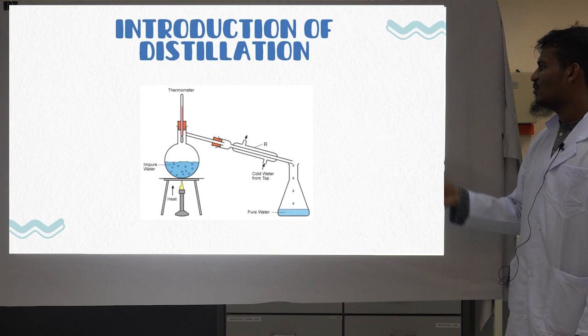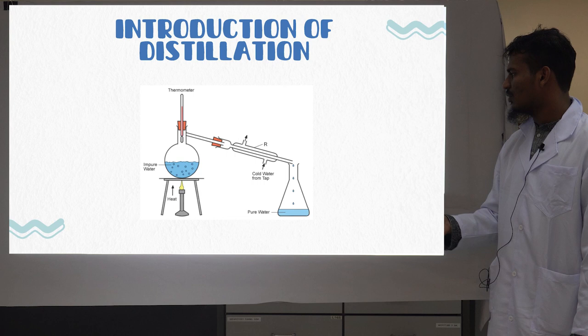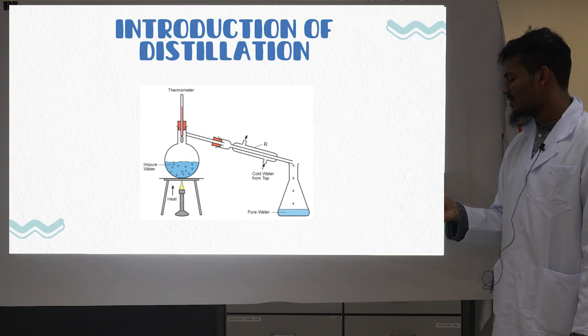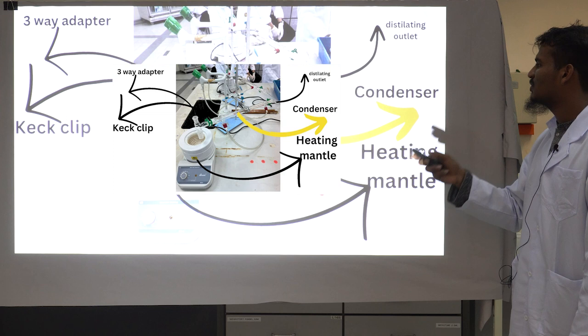And we are going to use a thermometer, and also we are going to use a clip to attach all the parts of the process, to avoid any leakage from the process. So next, we have shown here the clip and three-way adapter, and also the condenser and the heating mantle.